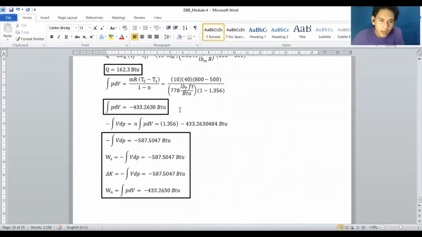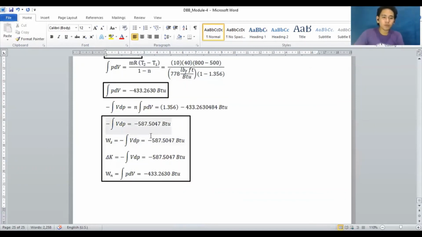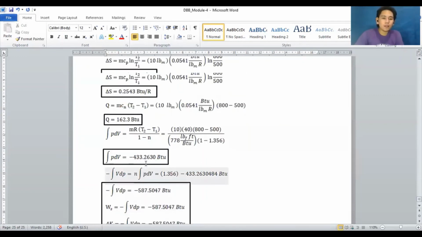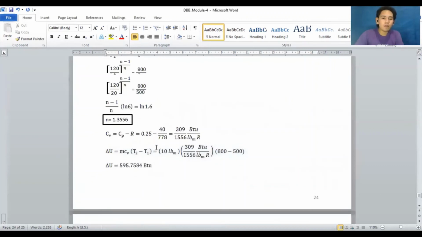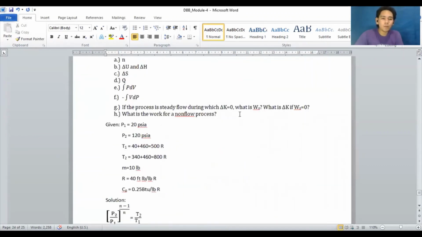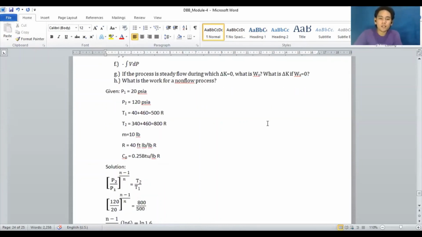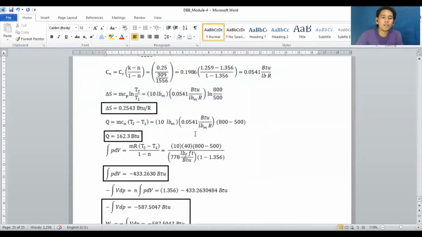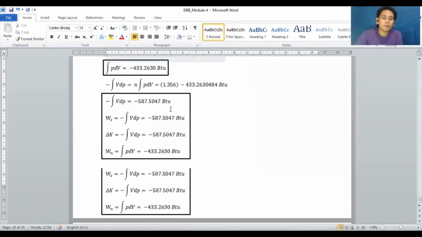Now, for the work non-flow, we have m R delta T over (1 minus n), which yields negative 433.2630 BTU. So for your work steady flow, it's the same. For the work non-flow, the value for delta K here is not given, so therefore we assume that the delta K here is 0. Actually, it was stated here: if the process is steady flow during which delta K is 0, what is Ws? It's the same also based on the formula.